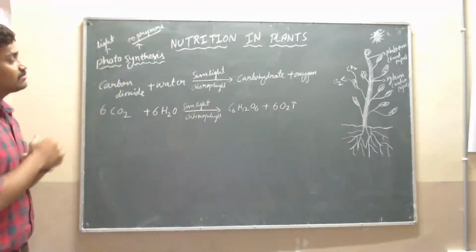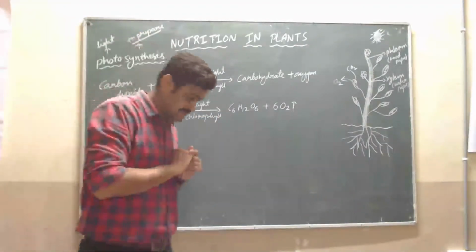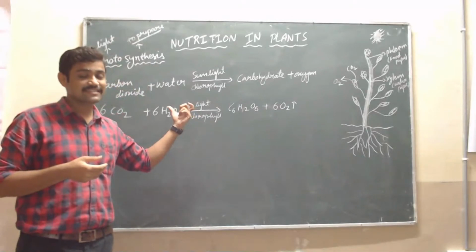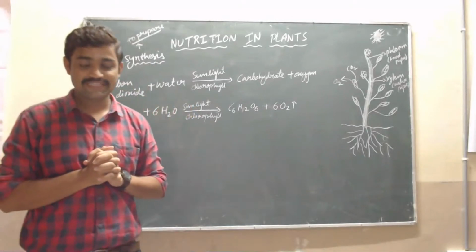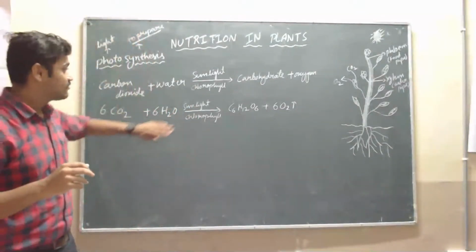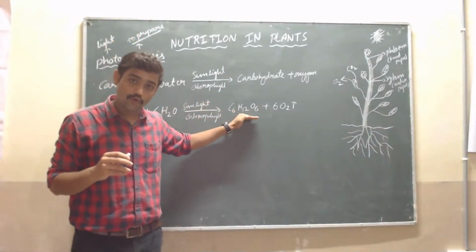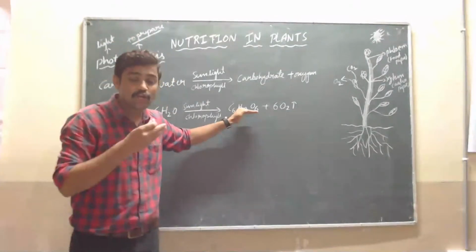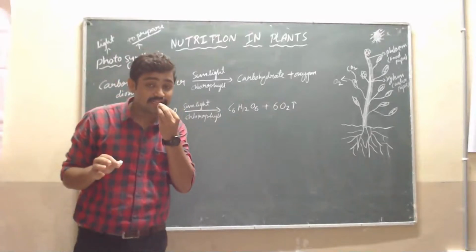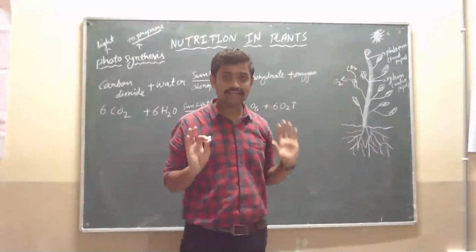Now come to the homework I had given. Without sun, what is the effect on living organisms? If the sun is absent, what will happen? First, they will not produce glucose, they will not prepare their own food. If there is no food, they can't grow, they can't become big.